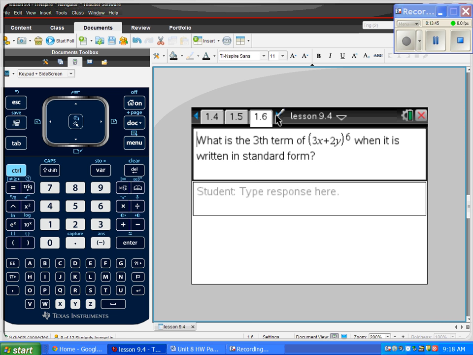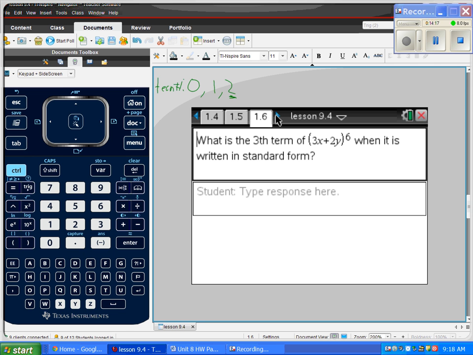The way we figure out the term, what term number is this? The third term. But we always start counting our terms with 0. Remember how it went like nC0, nC1, nC2? So we count our term number 0, 1, 2 for the third term. Okay?